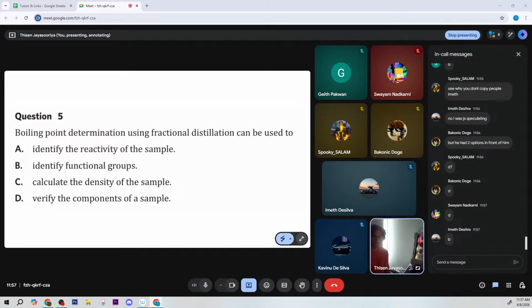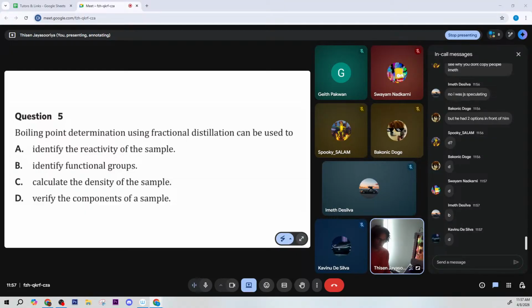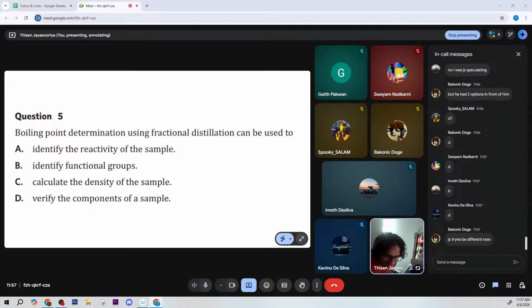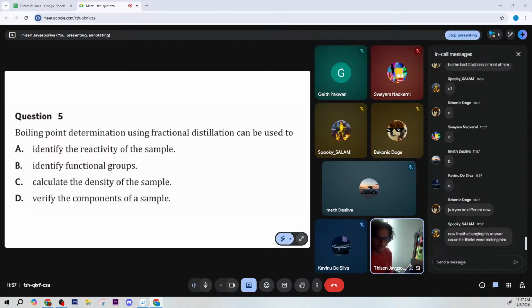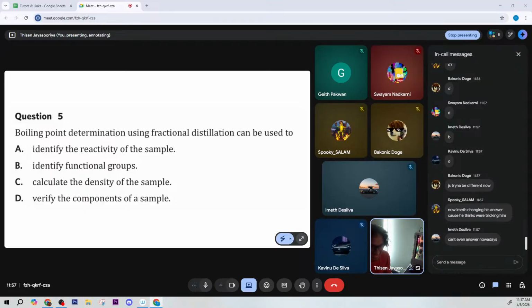D. What does Kavinu say? Kavinu, what do you say? D. What about you, Blessing? What do you say? Just trying to be different. Bro, I'll get you guys all together at the end of the year. Can't even answer nowadays. Now Emeth is changing his answer because he thinks he's tricky.